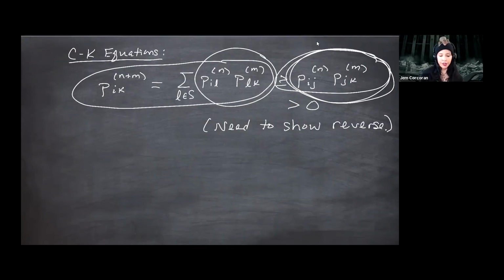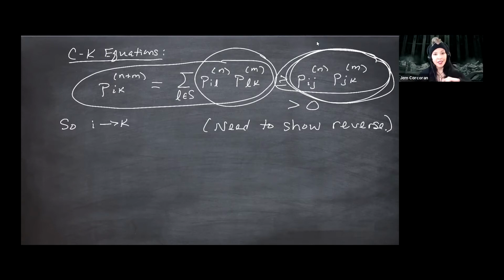Again, we showed that we can go from I to K because we showed the existence of an integer, namely n plus m, where we can get there with a positive probability. And again, you need to show the reverse or you haven't shown full communication.